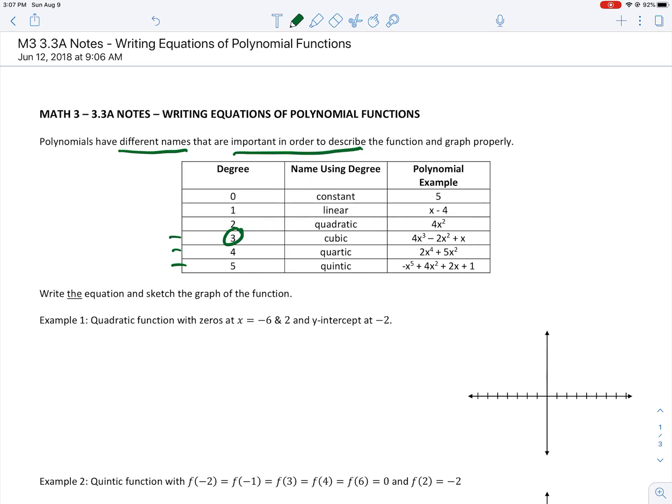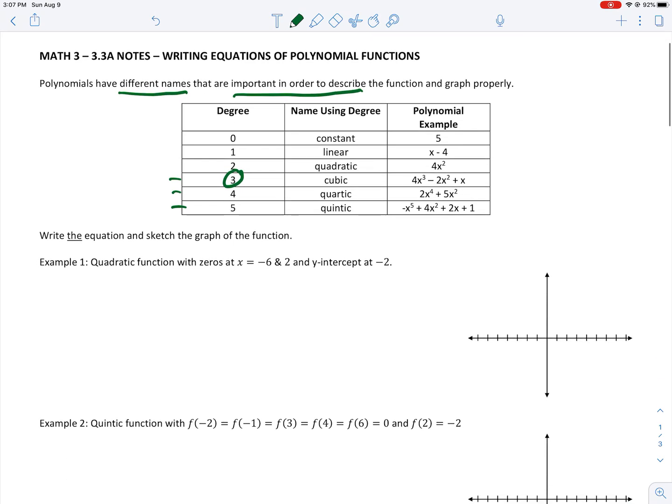So we want to write the equation and sketch the graph. It's a quadratic, so that means it's the 2nd degree. The zeros are at negative 6 and positive 2. Remember, zeros means it has x-intercepts, and a y-intercept of negative 2.